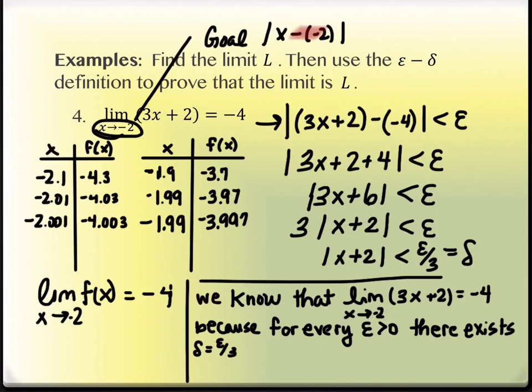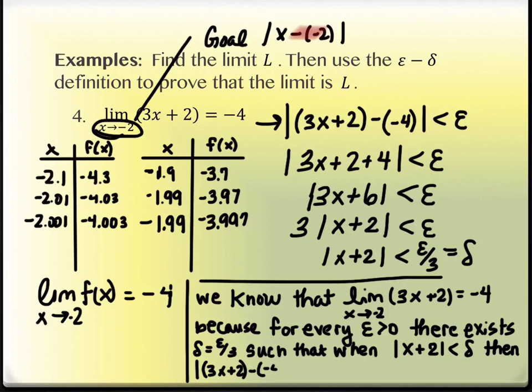Okay, so this is the part where it uses the value of delta you found, such that when, and this is where it looks like we're going backwards from how we actually worked through the problem, when x plus 2 is less than that delta, then f of x, that's our 3x plus 2 minus the -4, or you can put plus 4 if you'd like, is less than epsilon.